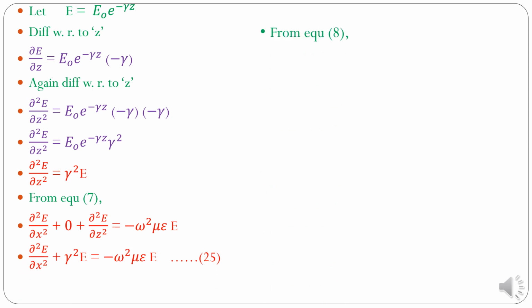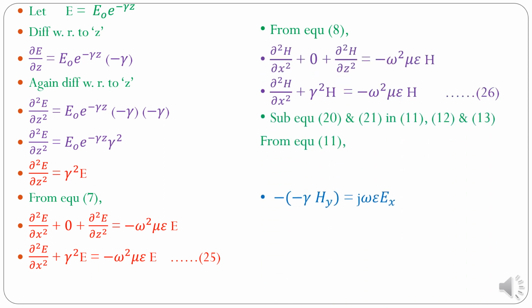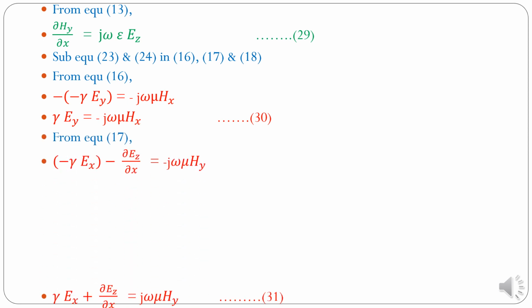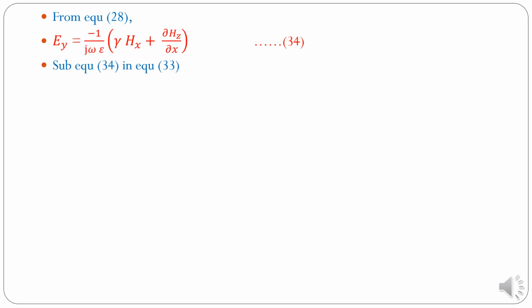So similarly we will perform the same and substitute: dou square E by dou x square plus dou square E by dou z square is equal to minus gamma mu epsilon E. So if you substitute the value of electric field and magnetic field, you will get both values in terms of Ex and Ey. And similarly we are going to compute the values of Ey and Ez. So if you compute both the values, you will get the values in terms of Hx, Hy and Hz.